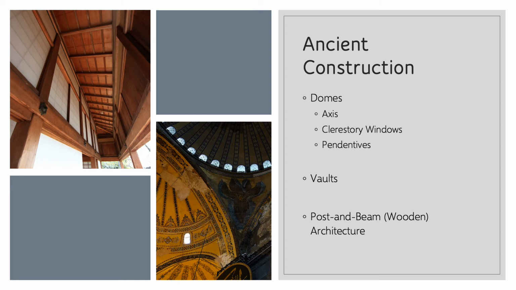An axis is an imaginary line showing the center of a shape, volume, or composition. The clerestory windows are a row of windows that are high up in a church to admit light into the space. A pendentive is a curving triangular surface that links a dome to a square space below. You can see all of these in the image.